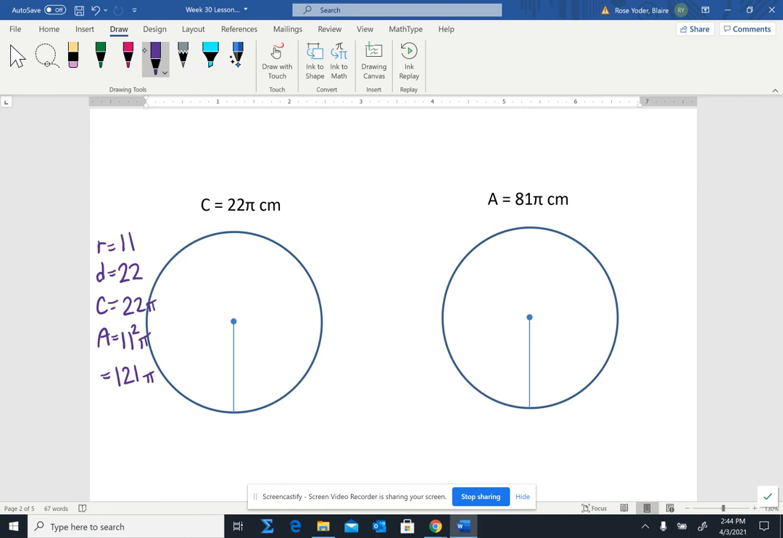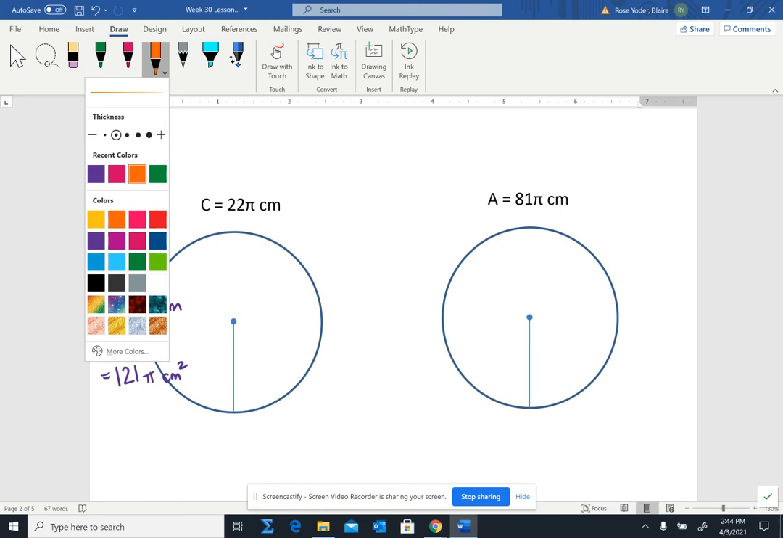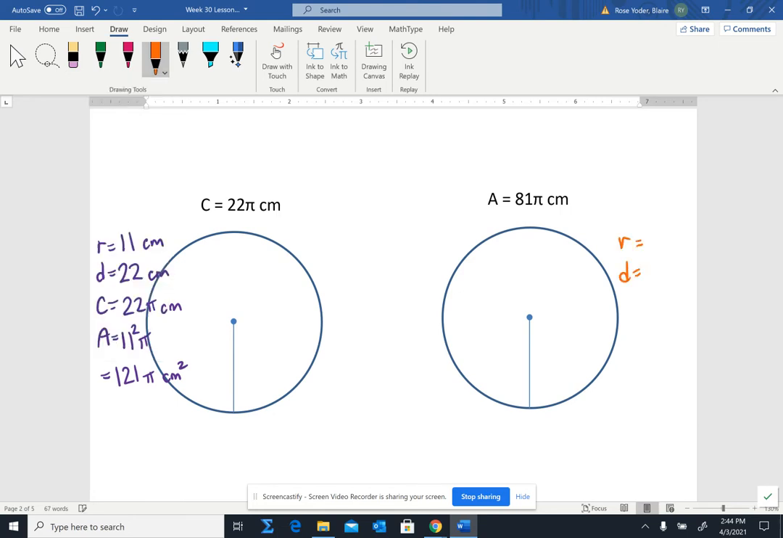The units on it are radius is 11 centimeters, diameter 22 centimeters, circumference 22 pi centimeters, and area 121 pi centimeters squared. All right, our final one. Like I said before, write out your RDCA, try to pause it and see if you can do it for yourself.